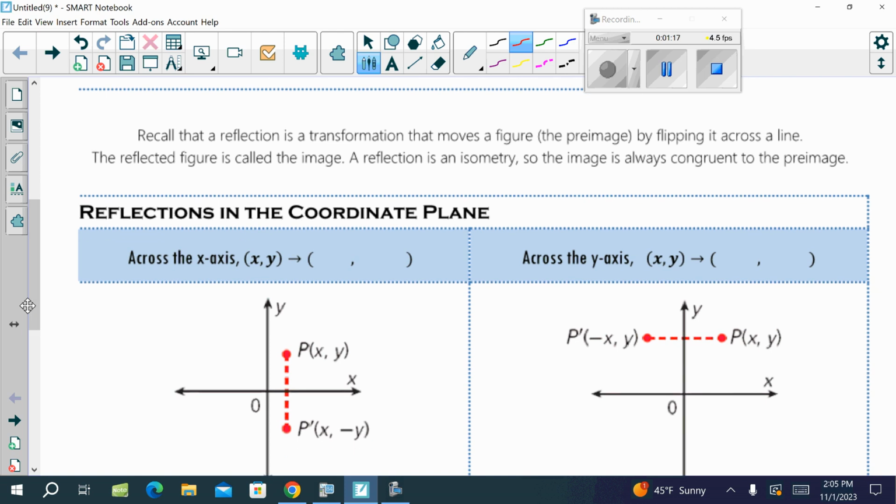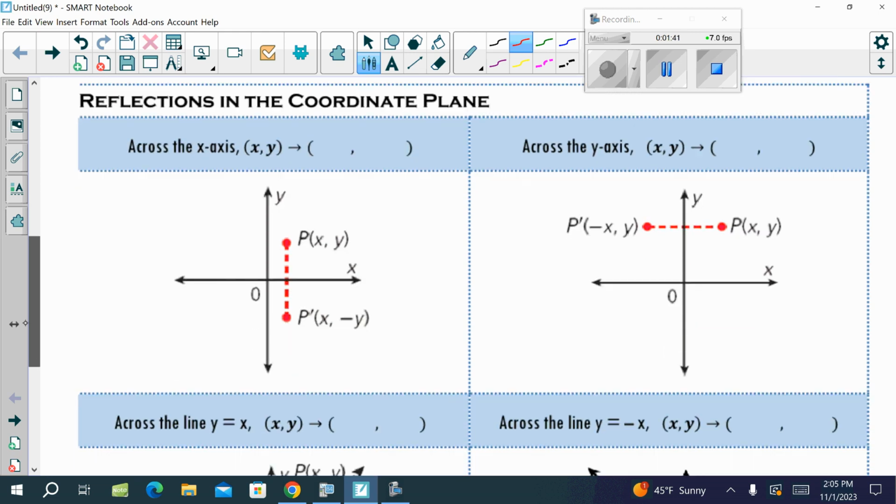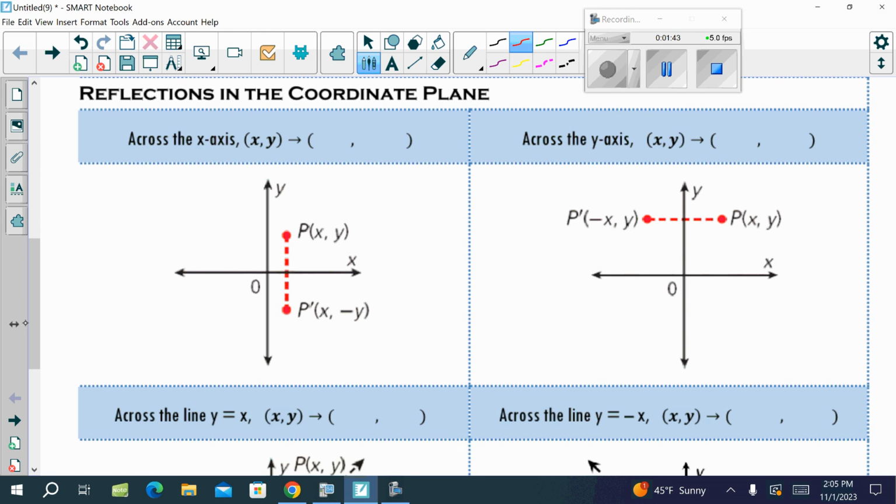All right, recall that a reflection is a transformation that moves a figure, the pre-image, by flipping it across a line. The reflected figure is called the image. A reflection is an isometry, so the image is always congruent to the pre-image. That's the stuff we've already talked about. So we have rules. So reflection in the coordinate plane. So yesterday we used the compass and all that. Today we're going to apply rules to the coordinate plane to get our reflection.